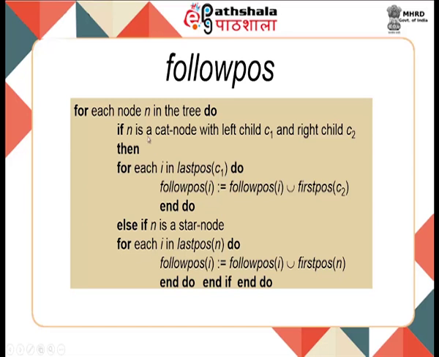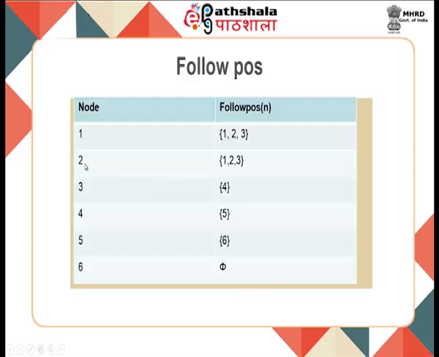So I have to look at these two nodes, the cat node and the star node, that is the concatenation node and the star node, for computing follow position of I. Now what is I? I is going to be from the list available in last position of C1, where C1 is the left child of the concatenation node. So let us look at this.